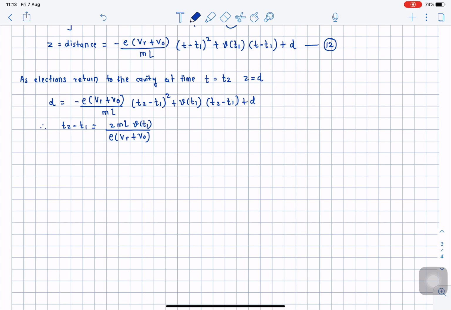Okay, now here this particular difference of the time we call it t dash, and this difference of the time denotes the round trip transit time of electron in reflex klystron. So call this equation number 13. So t dash is nothing but the time difference t2 minus t1, and this represents round trip transit time in the reflex klystron operation.